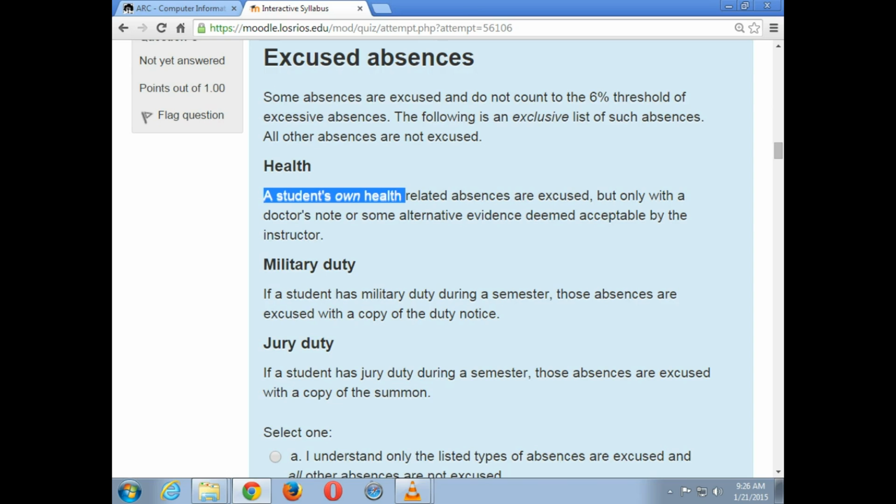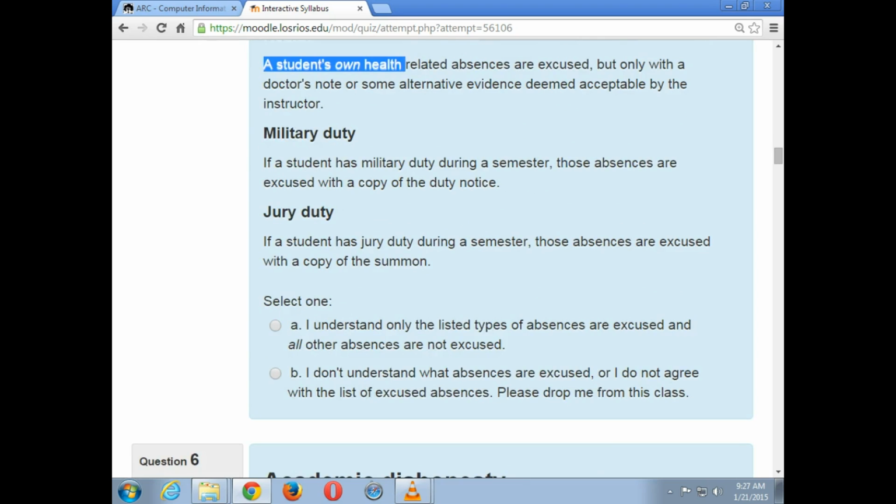On campus, if you go to the administrative building, there's a health center. The nurse at the health center can write those notes as well. So if you're feeling sick while you're on campus, you can go there and get a nurse's note, and it will work out for this as well.